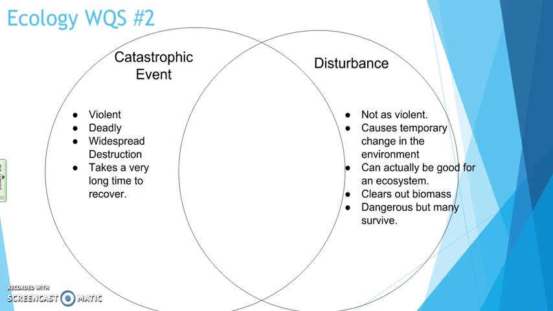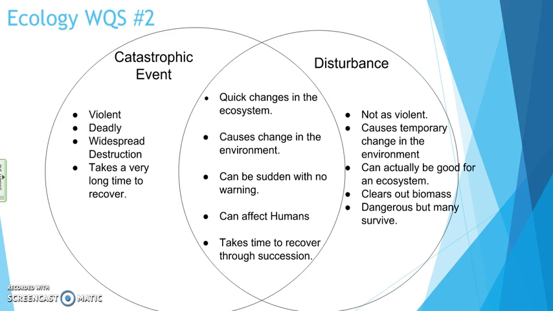It can actually be good for an ecosystem. Believe it or not, a lot of times if a forest fire happens naturally and it clears out all the brush and all that biomass, it actually is good for the forest. It ends up growing back even healthier than it was before. Again, like mentioned before, it clears out biomass. It's dangerous, but many animals survive. They're able to survive a lot of these disturbances, whether they're floods or fires, because a disturbance happens quickly but doesn't cause a long-term effect on their ecosystem.